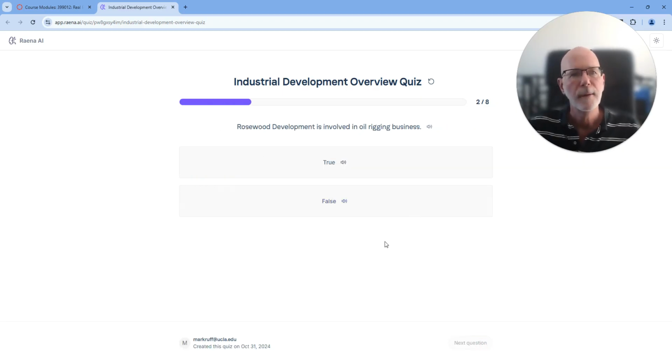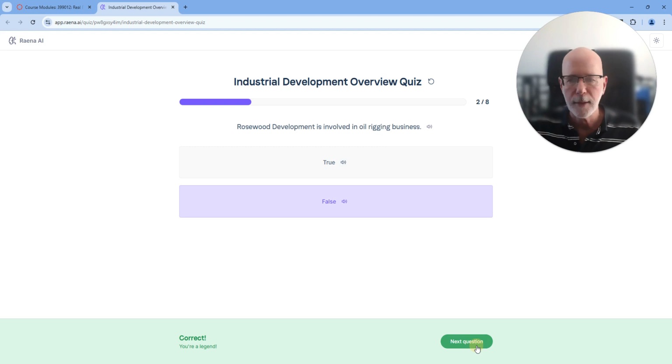It's just a fun little quiz the AI, the robot, put together to test your knowledge of the industrial product type after you've read the Brett chapter, after you've taken a look at the PowerPoint, and after you've read this summary that I'll show you in just a second. So, Rosewood Development is involved in the oil rigging business. Well, that would be false. So click that, click next question, and you'll know if you got it right or you got it wrong.